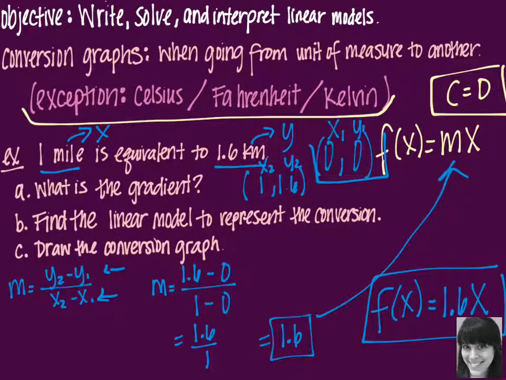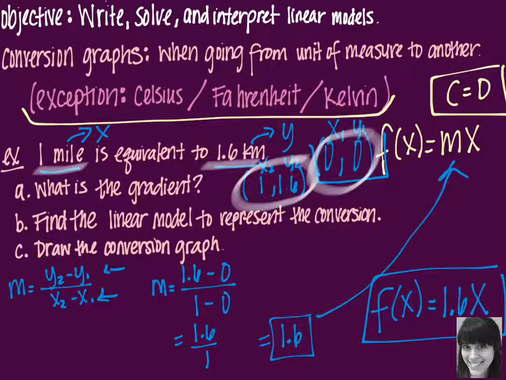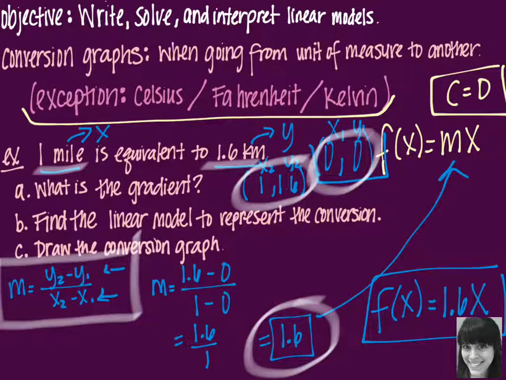Whenever you're doing conversion graphs, if I'm at 0 miles, I'm at 0 kilometers. That's why we got this point right here, the 0, 0. We got the 1 and 1.6 point because it tells us in the example 1 mile is 1.6 kilometers. So we have 2 points. We put them into the gradient formula and we got the gradient of 1.6.